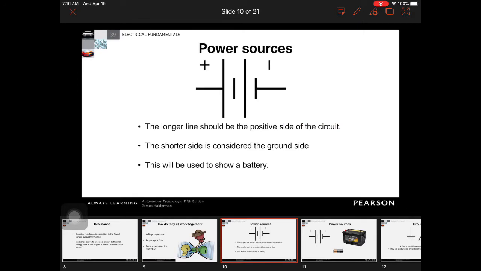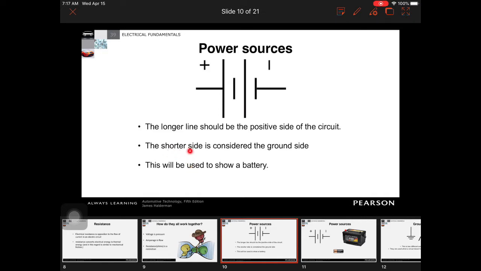So the very first one we have is a power source. So this is a power source symbol. Specifically, this is a battery symbol. And we can tell we have a line coming in and a line going out, and we can see we have alternating sets of big and little lines, okay?